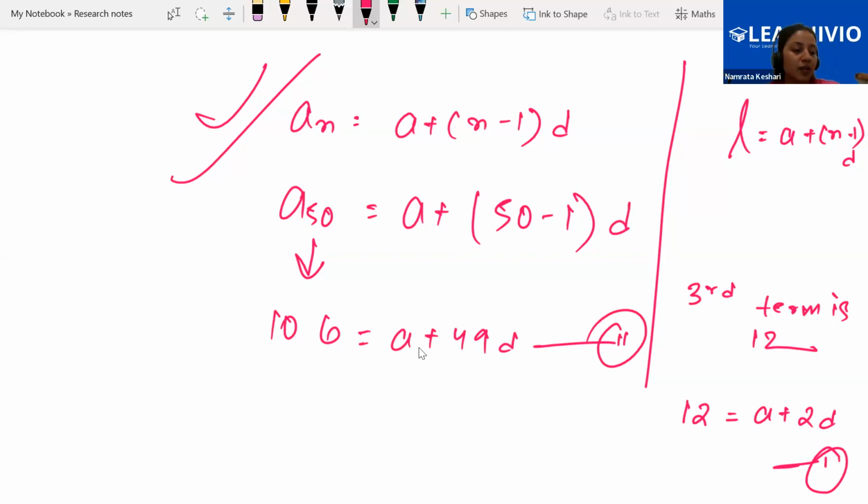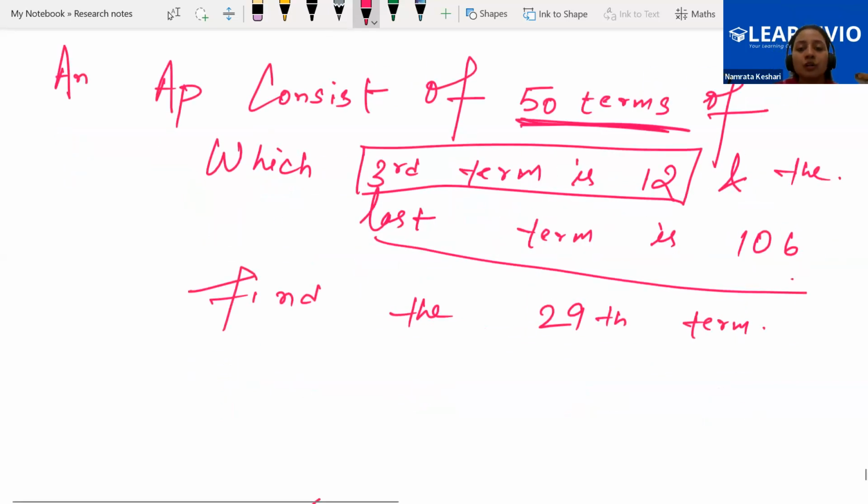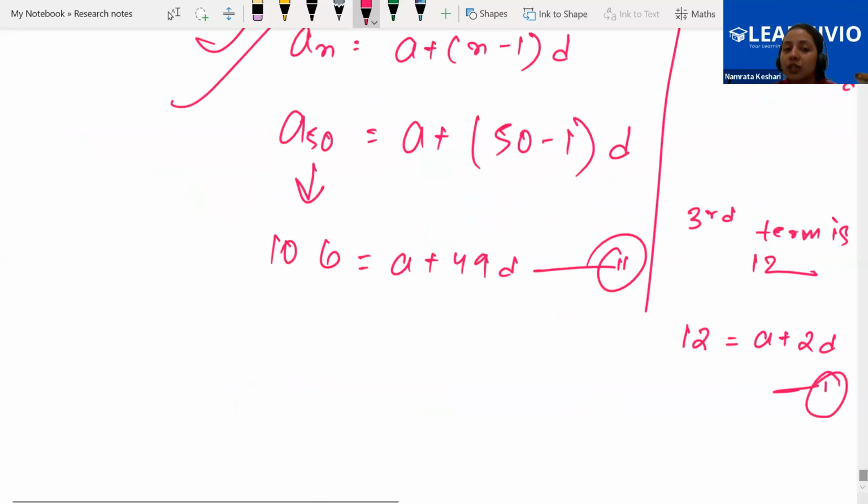Write these two equations and try to solve it all by yourself. In the next class, you are going to let me know what is A, what is D, and what is the 29th term. However, A and D is not even the part of the answer. It is not asking about finding A and D. We just have to find 29th term where we have to use our A and D value just like the previous question. So do it by yourself and let me know in the next class whether you were able to do it or not. Okay.